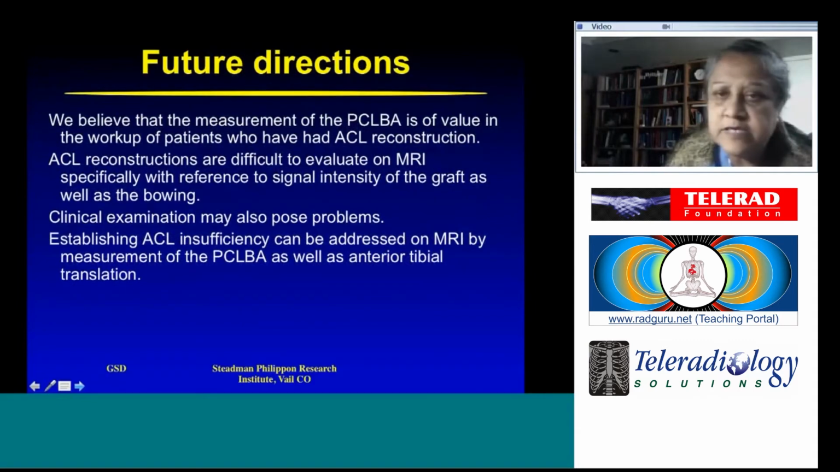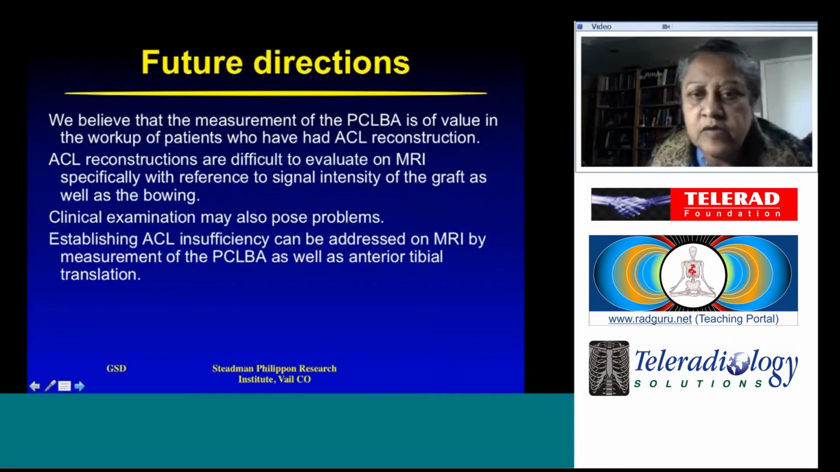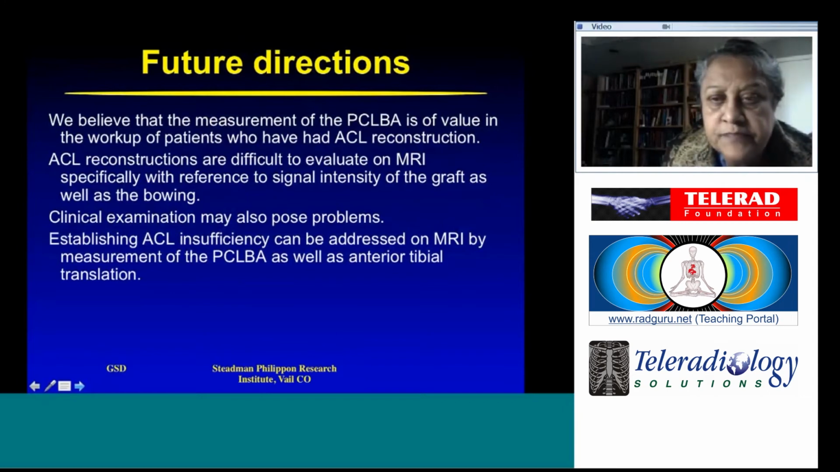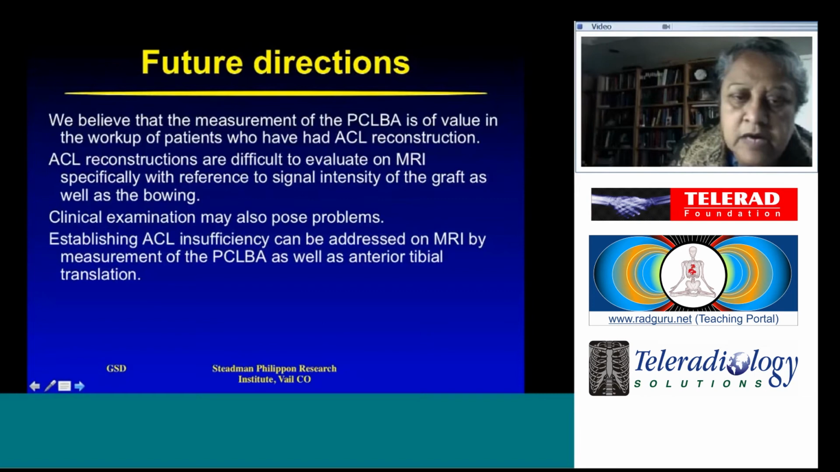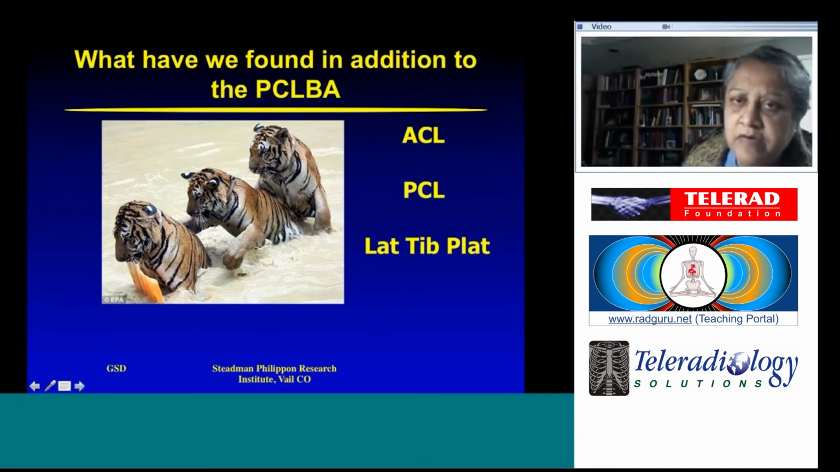We believe that the measurement of the PCL buckling angle is of value in the workup of patients also who have had an ACL reconstruction. ACL reconstructions are difficult to evaluate on MRI, specifically with reference to signal intensity of the graft, as well as the bowing. Clinical examination may also pose problems. Establishing ACL insufficiency can be addressed on MR by measurement of the PCL buckling angle, as well as the anterior tibial translation.